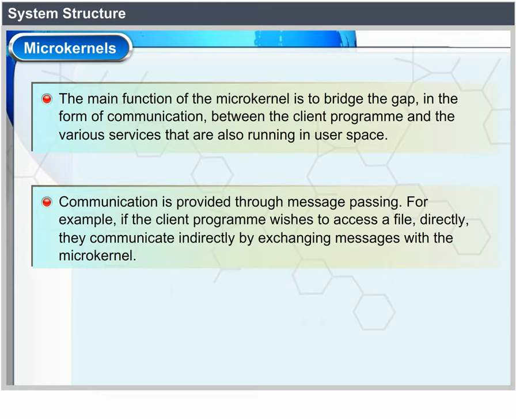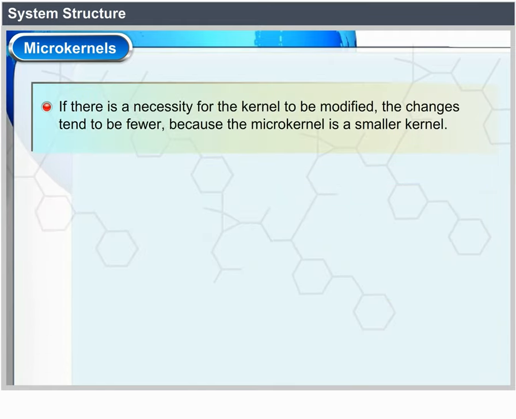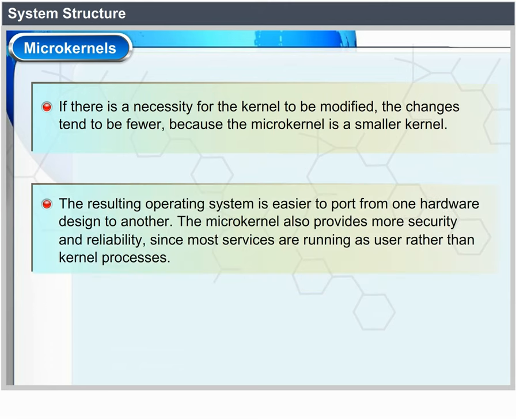One benefit of the microkernel approach is that it makes extending the operating system easier. All new services are added to user space and consequently do not require modification of the kernel. When the kernel does not have to be modified, the changes tend to be fewer because the microkernel is a smaller kernel. The resulting operating system is easier to port from one hardware design to another. The microkernel also provides more security and reliability since most services are running as user rather than kernel processes. If a service fails, the rest of the operating system remains untouched.